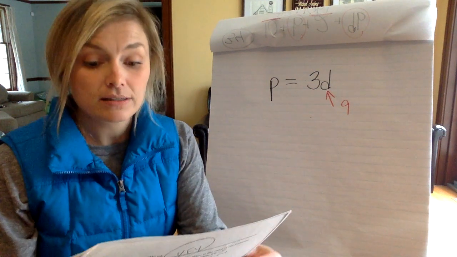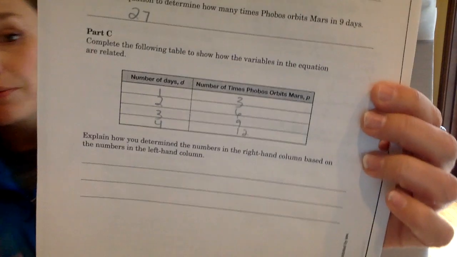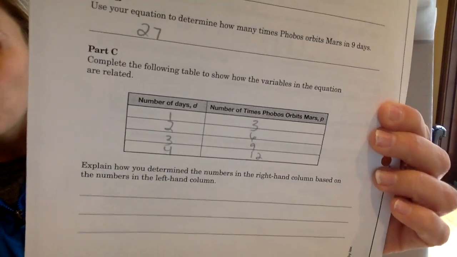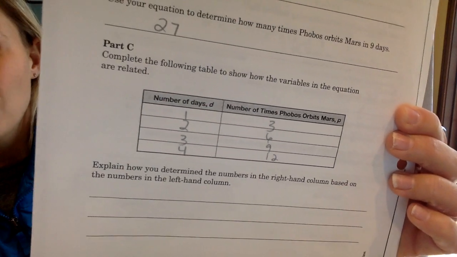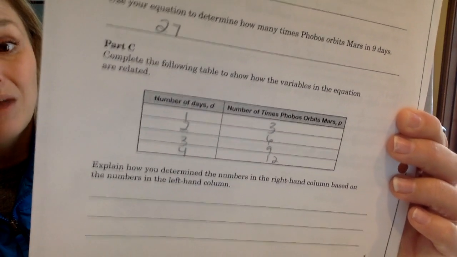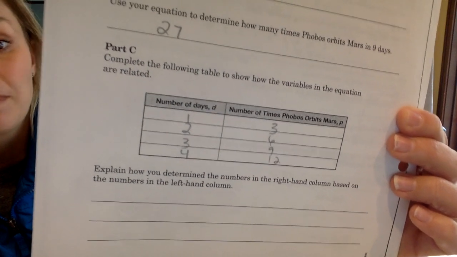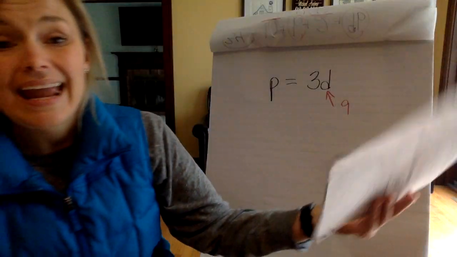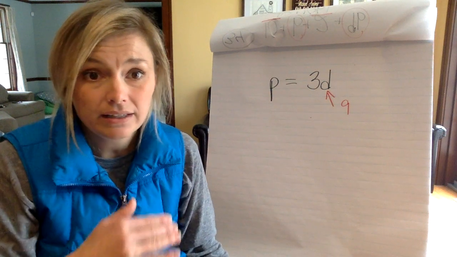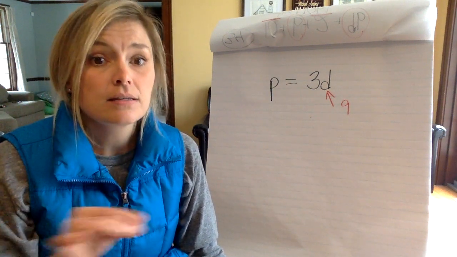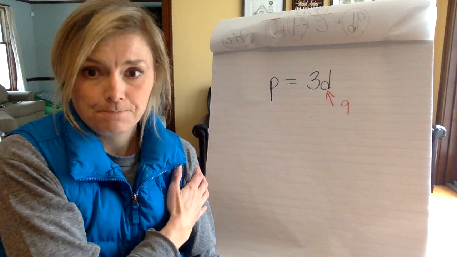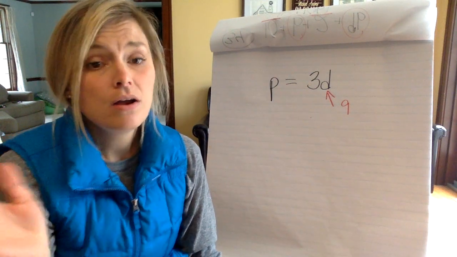And then again, for part C, it asks you to fill in a table. I like to keep it simple. You get to choose your number of days. I chose 1, 2, 3, 4, which would give me 3, 6, 9, 12 as my values for P. But again, you're allowed to pick any 4 values that you want. You just need to make sure that each time you're multiplying by 3 to get that number on the right-hand side.